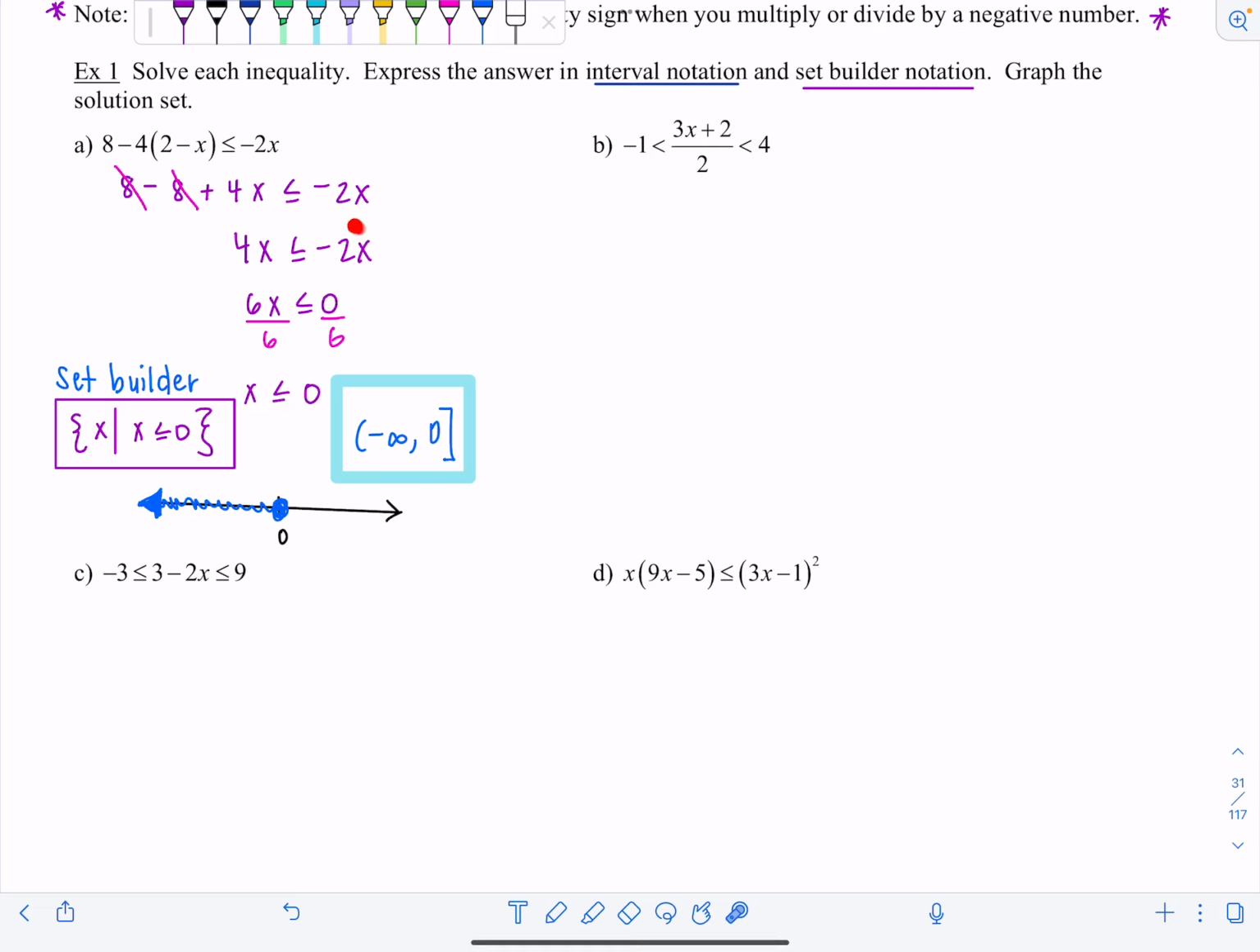Also, don't freak out. No flipping necessary here. I just added a 2x to both sides. So with addition and subtraction, you don't have to flip any inequalities, only with multiplication and division. All right, let's look at example B.